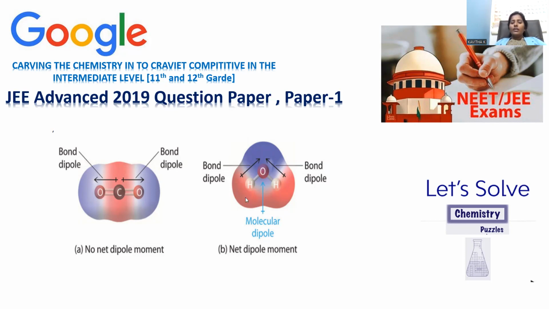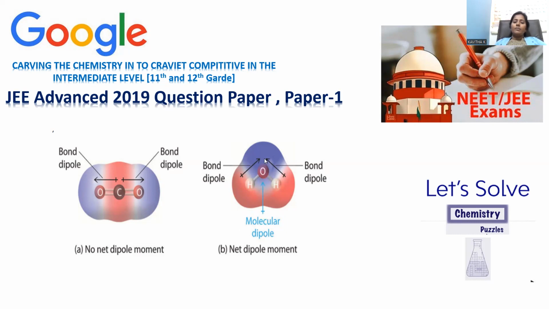And if you go with water, it is a bent molecule, and a certain extent of dipole moment exists. We can't compensate the bonding between hydrogen and oxygen with hydrogen and oxygen, because molecular dipole is also there. So this is regarded as a bond dipole, this is another bond dipole, and this is said to be a molecular dipole. Being non-symmetric in nature, we can say net dipole is possible.